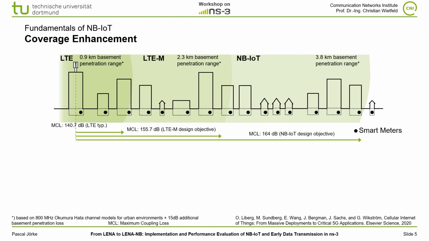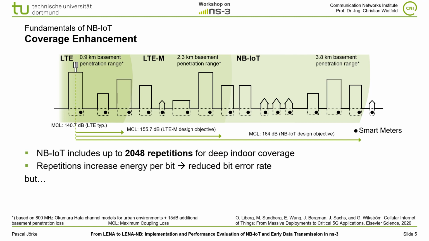This is mostly made possible by using message repetitions. NB-IoT can repeat its messages up to 128 times in uplink direction and 2048 times in downlink direction, which increases the energy per bit and reduces the bit error rate.